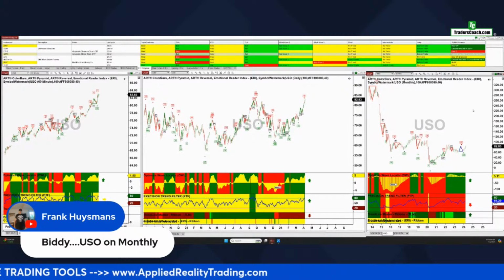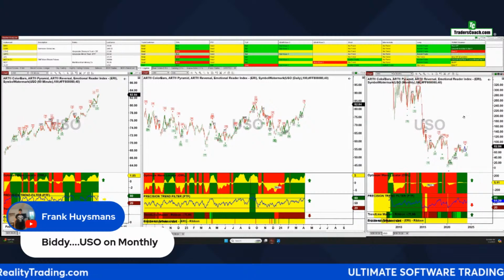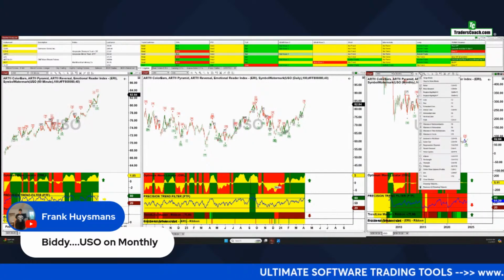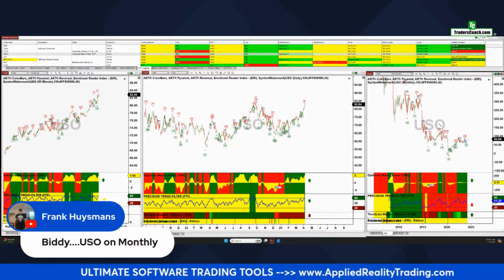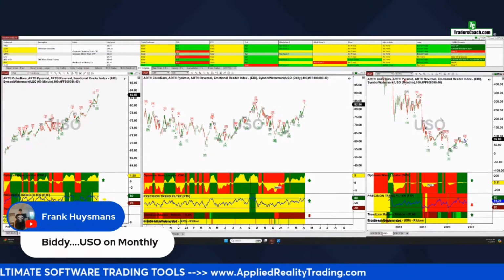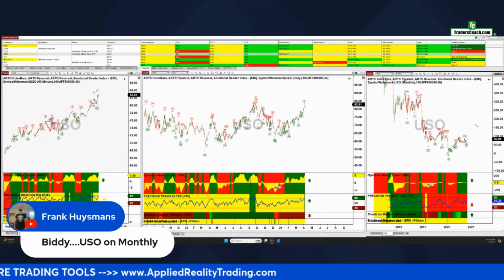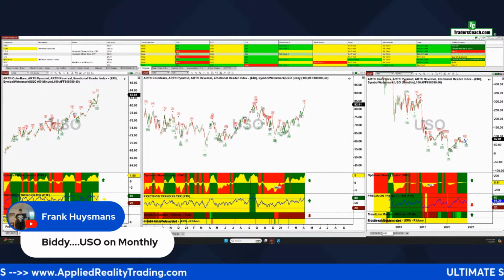So on the monthly, we have a red PTF, right? But we're still moving up. So we're kind of moving up into a corrective territory on USO. So unless that PTF changes, the bottom's not technically in. But then the next question is, where is the bottom here?